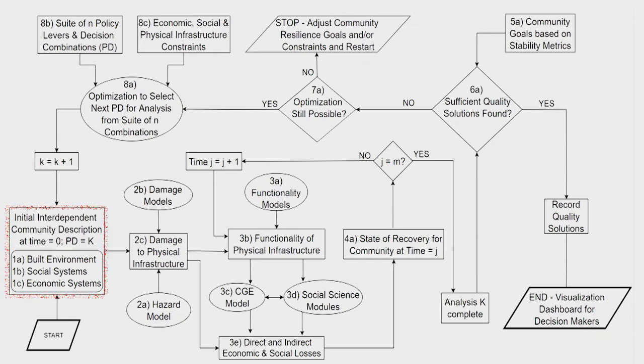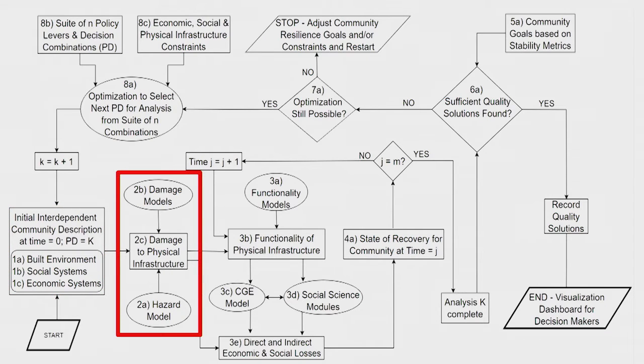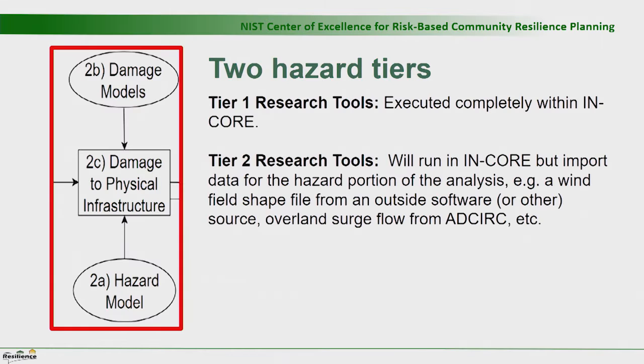Then we move from the interdependent description to what we would call the damage to physical infrastructure module. This requires the hazard model as well as the damage models. There are 2 hazard tiers in INCORE right now. Tier 1 is executed completely within the environment itself, and tier 2 is run outside. That could be, for example, if it was overland flow from surge, an ADCIRC model, and then it's imported as a raster, I think a TIFF file, if I recall.